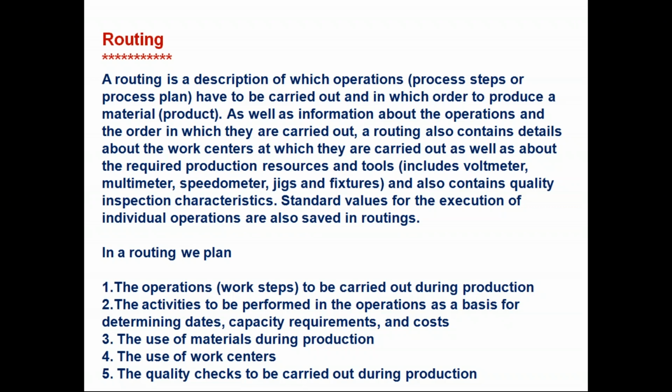A routing also contains details about the work centers where operations are to be carried out, then the production resource tools like voltmeter, multimeter, speedometer, jigs and fixtures, and also quality inspection characteristics and the standard values for execution of individual operations. All these are saved in the routing. The routing data contains the bill of material information, work center information, production resource tools information, and the quality inspection characteristic information.